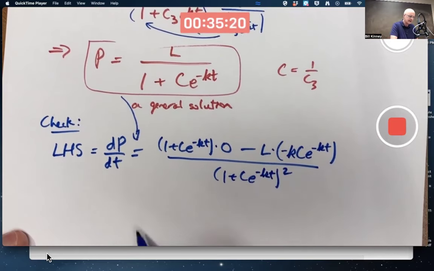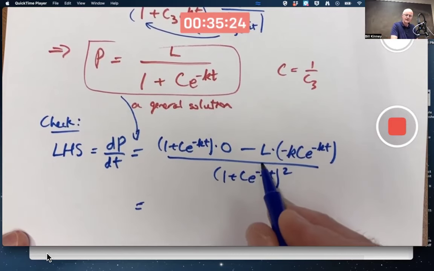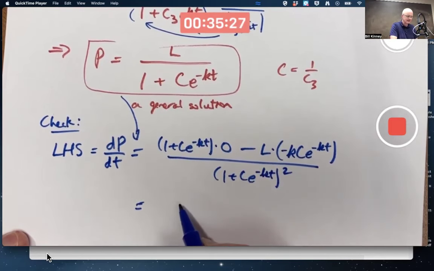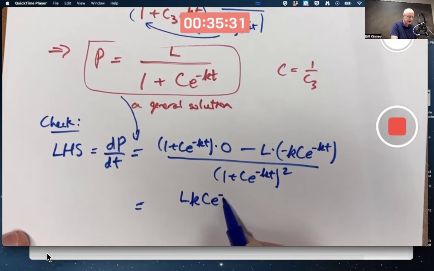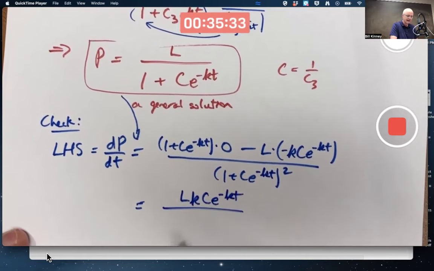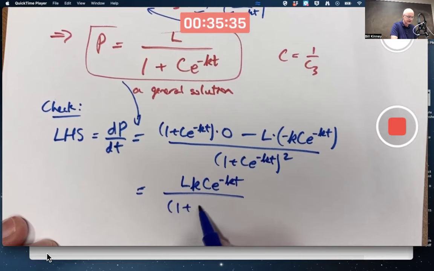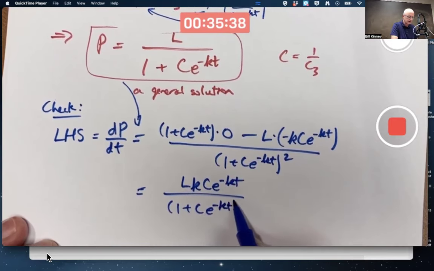Now let's simplify. The 0 makes the first term up top go away. With the second term, the two minus signs cancel, giving me LKC e to the negative KT. And then that gets divided by 1 plus C e to the negative KT quantity squared.